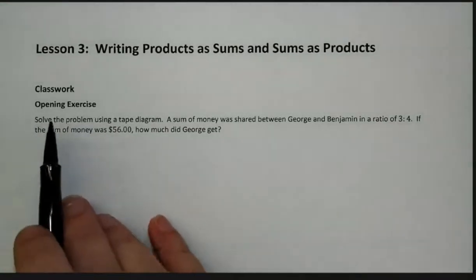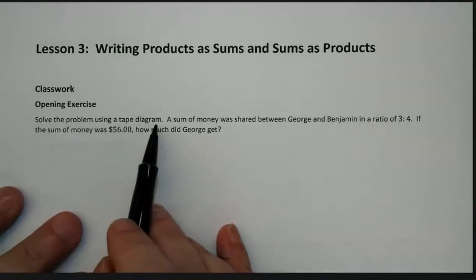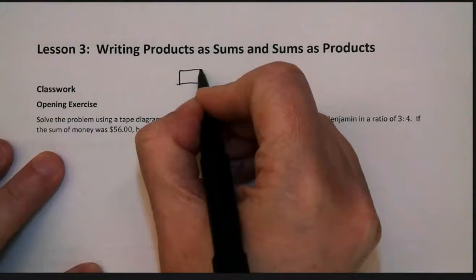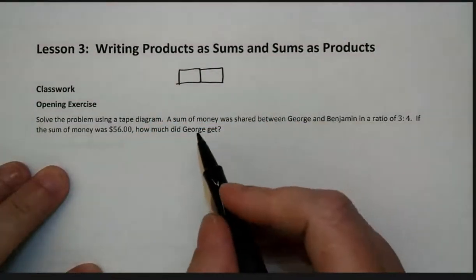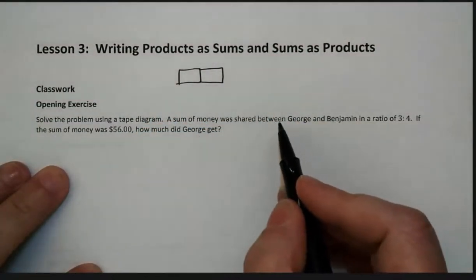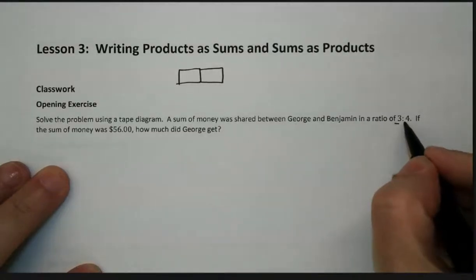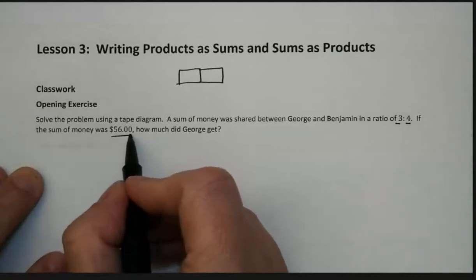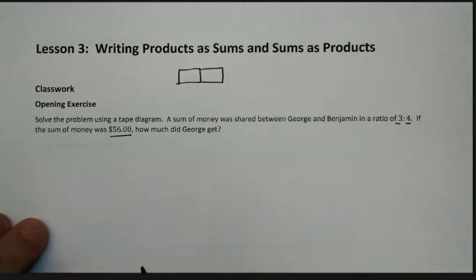So our opening exercise, solve the problem using a tape diagram. A tape diagram is like little rectangular boxes that are attached together. So this would be a tape. A sum of money was shared between George and Benjamin in a ratio of 3 to 4. If the sum of money was $56, how much did George get? So we're going to draw a tape diagram to help us solve this.